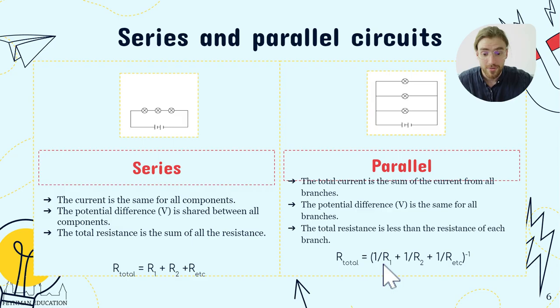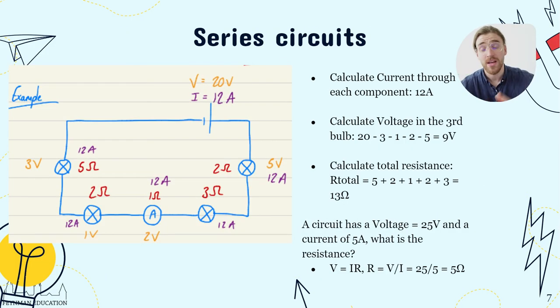So we find the total resistance by taking 1 divided by the resistance of each resistor, and then raising that to the power of -1. It's important to know that your cells can also be in series or in parallel. Here's an example of a series circuit. In this case, we have 12 ampere provided by the circuit, at 20 volts. The current is going to be the same for all of them. They're all at 12 ampere because it's in series.